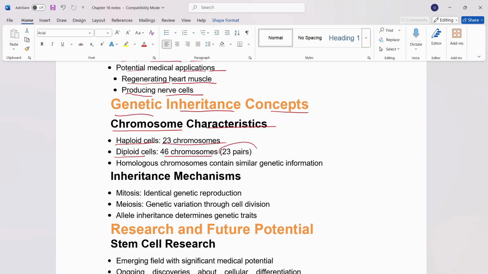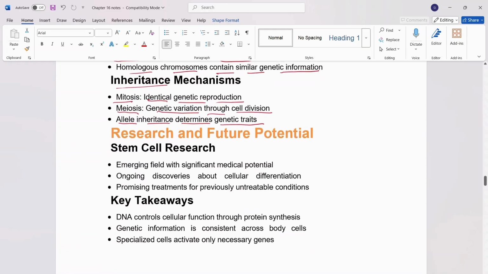However, they are in pairs of 23. Homologous chromosomes contain similar genetic information. Now the inheritance mechanisms: we have mitosis, identical genetic reproduction, and meiosis, genetic variation through cell division. Allele inheritance determines genetic traits. So these are three inheritance mechanisms. Now some research and future potential, such as stem cell research that is going on.